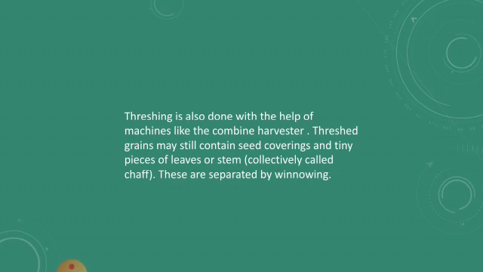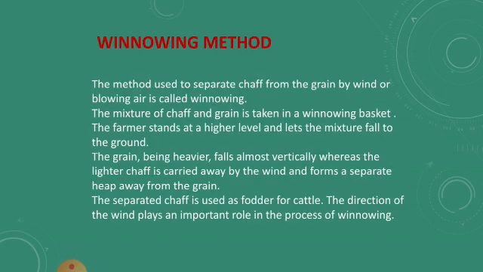Threshed grains may still contain seed coverings and tiny pieces of leaves or stem. These are separated by winnowing. What is meant by the winnowing method? The method used to separate chaff from the grain by wind or blowing air is called winnowing. The mixture of chaff and grain is taken in a winnowing basket. The farmer stands at a higher level and lets the mixture fall to the ground.